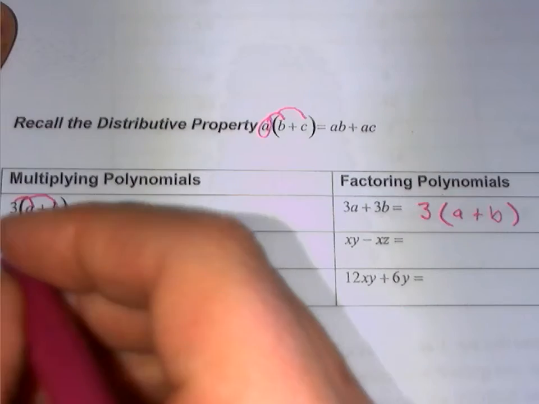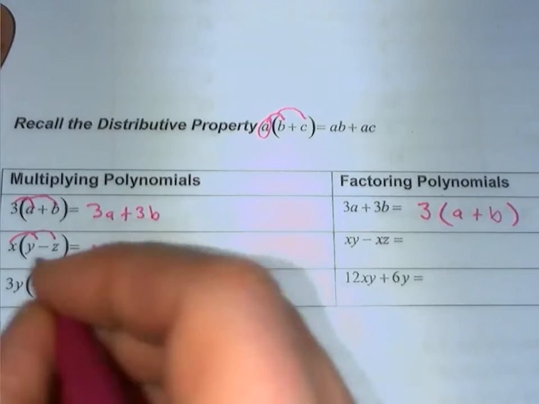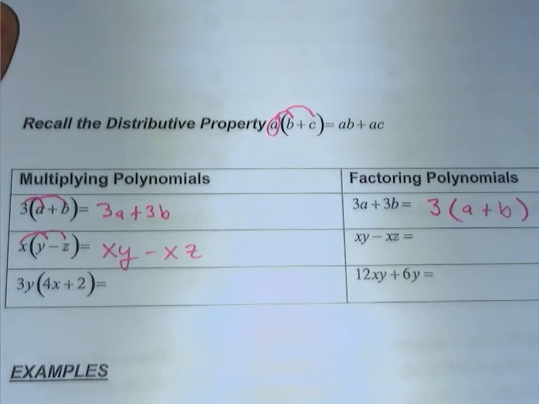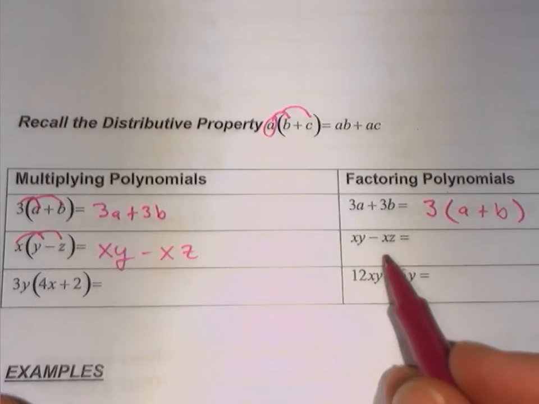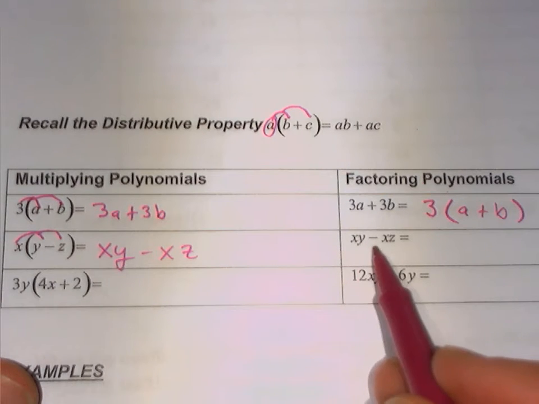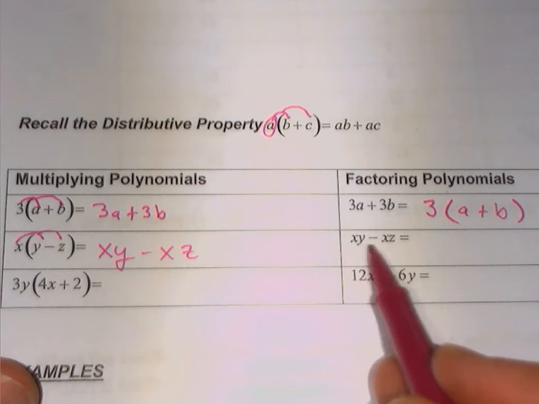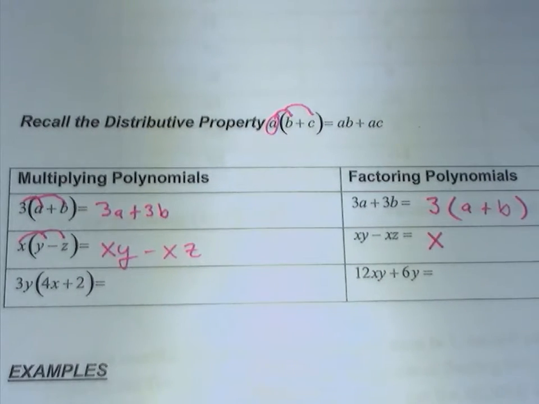So as I take a look, we distribute: x times y we know is xy, and x times negative z is negative xz. So that's the distributive property. Well, finding the GCF is just the opposite. We take a look, we got xy minus xz. What do they have in common? What do they both have? They both have an x, right? So we can take that x out. That's called taking out the greatest common factor.